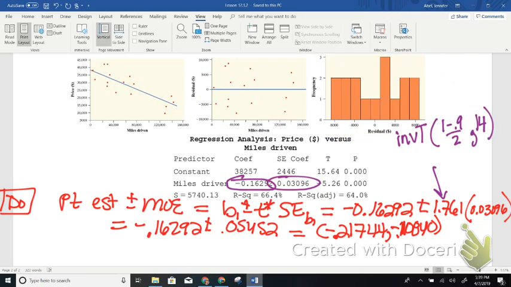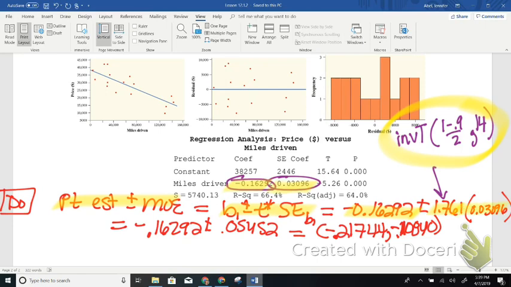Next up is our do part of our four-step process. We start with our general formula, where we do our point estimate plus or minus our margin of error. And then we move on to our specific formula. And our b sub 1 is coming from the table of computer output. Our critical t comes from our confidence level of 90%. We had a sample size of 16, so our degrees of freedom is 16 minus 2 or 14. And using our calculator, that's where we get the 1.761. And our standard error of the slope is also coming from our computer output.